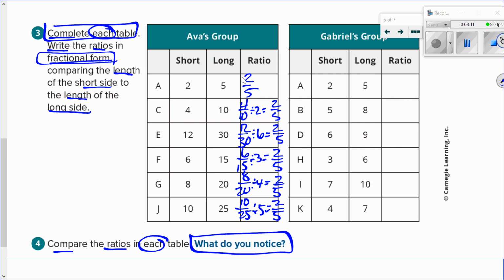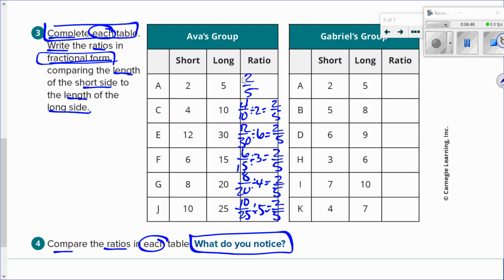Does anybody notice a pattern with what Ava put together? Yes. They're all simplified to 2/5. So using our mathematical definitions, what does that tell me about all of those ratios? They're all the same. They're all the scale of 2/5. Okay, so what's the mathematical term for that? What kind of ratios do we call them? Equivalent ratios, thank you. Because they all simplify to the same number, they are equivalent ratios.